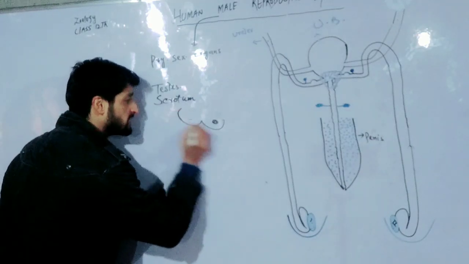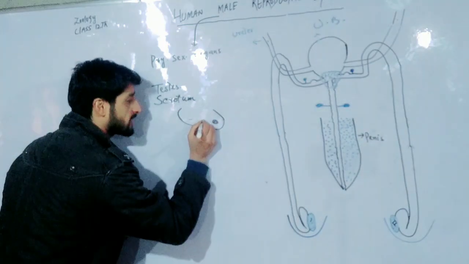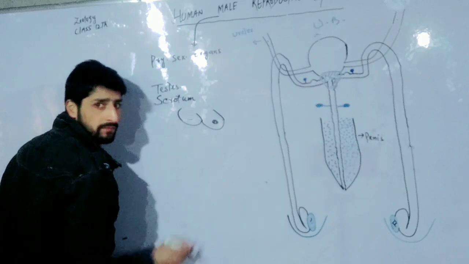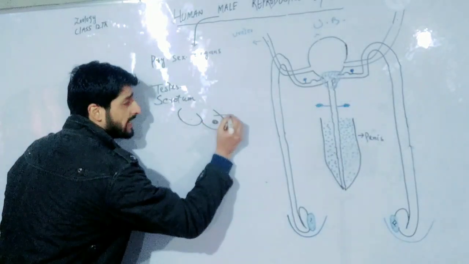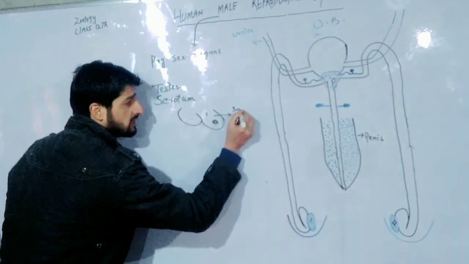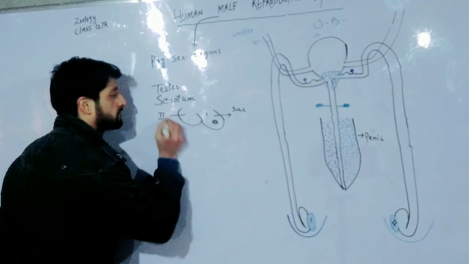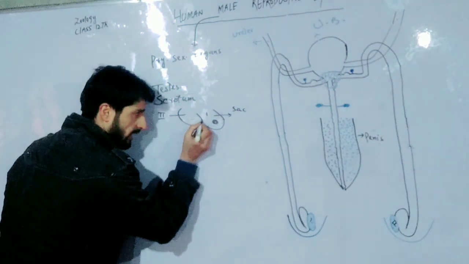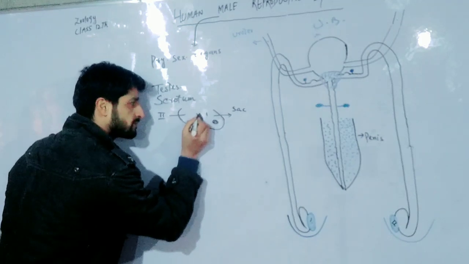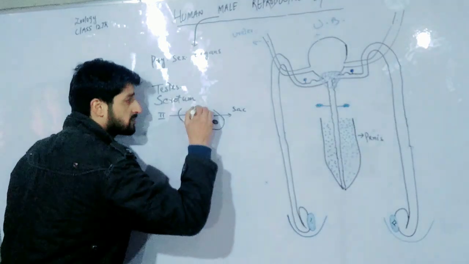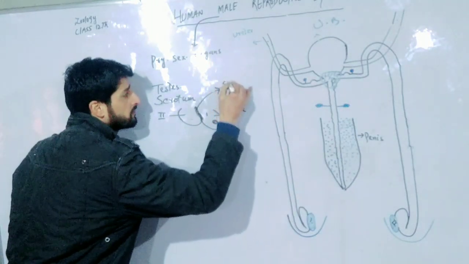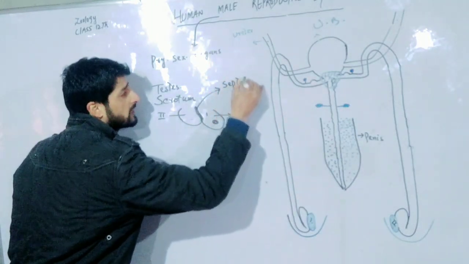And when we analyze the scrotum, this scrotum is actually divided into two scrotal sacs. This is the first sac, this is the second sac. And in between the two sacs, there is a muscular partition. This muscular partition is known as septum scroti.